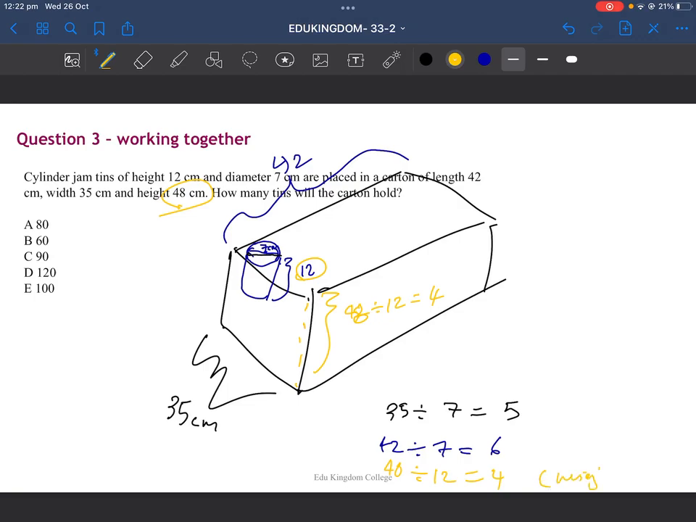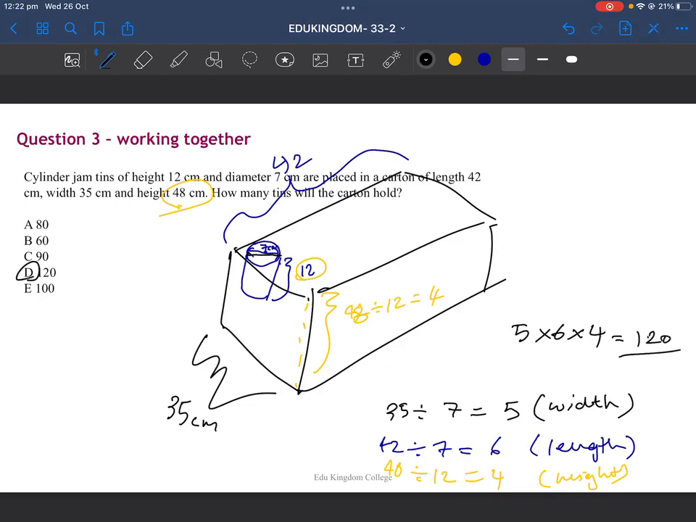This is the height. And 6, remember, was the length. And this was your length, height, width. Okay, so if 5 of them fit width, 6 of them fit length, and 4 height, we just need to times them all together to find out how many there are. So what is 5 times 6 times 4? What do we get? It is 120 cylinders, which is option D.